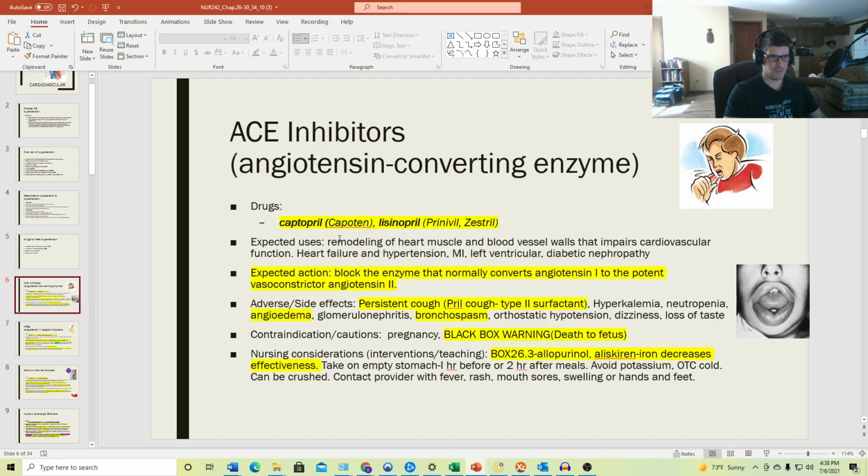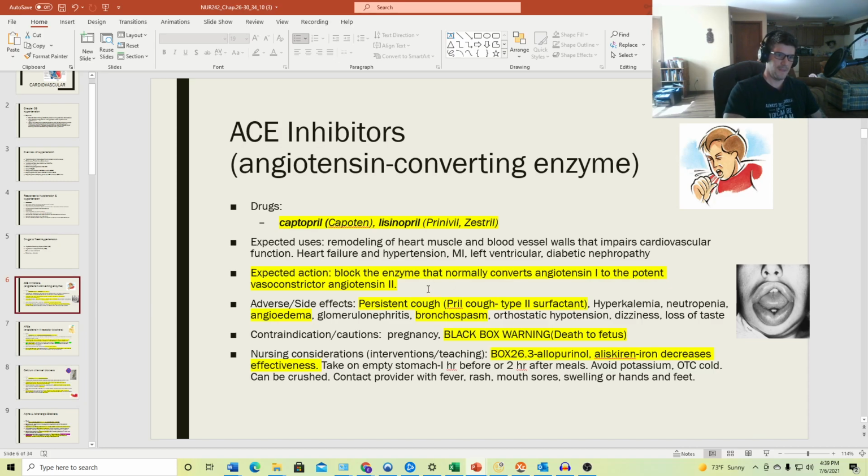So expected uses: remodeling of heart muscle and blood vessel walls that impairs cardiovascular function, heart failure and hypertension. MI, left ventricular, I'm guessing heart failure, and then diabetic nephropathy. So basically all the stuff that causes hypertension. There's nothing special about this that really sticks out to me, but it's a lot of different indicated uses. So she did say we got to know all the expected actions for all of these drugs for the cardiovascular drug set.